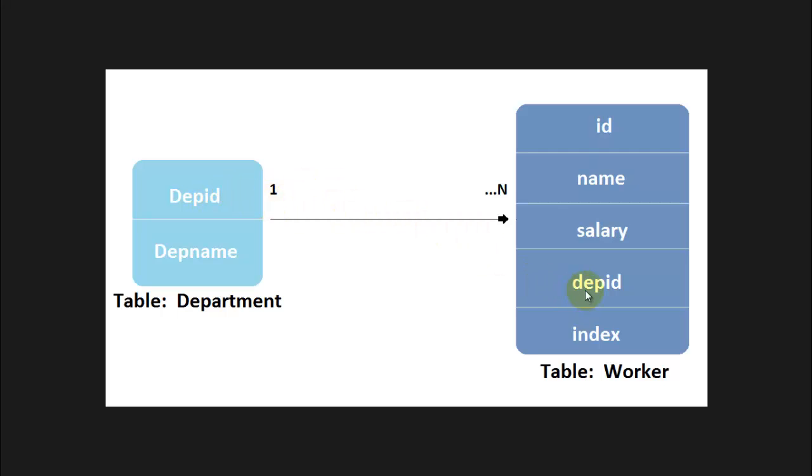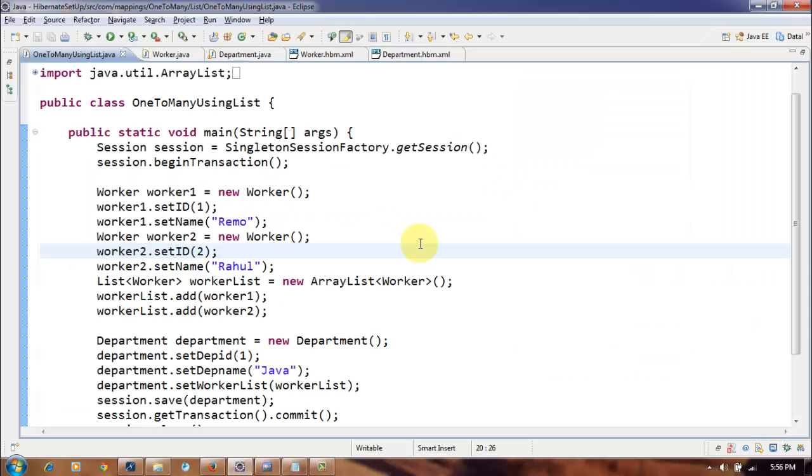We are going to relate these two tables because these two tables have the same field, dep ID. Forget about this index, let us talk about it later. This dep ID field is the same for these two tables. You can have one-to-many mapping in Hibernate by means of the collections list, set and bag.